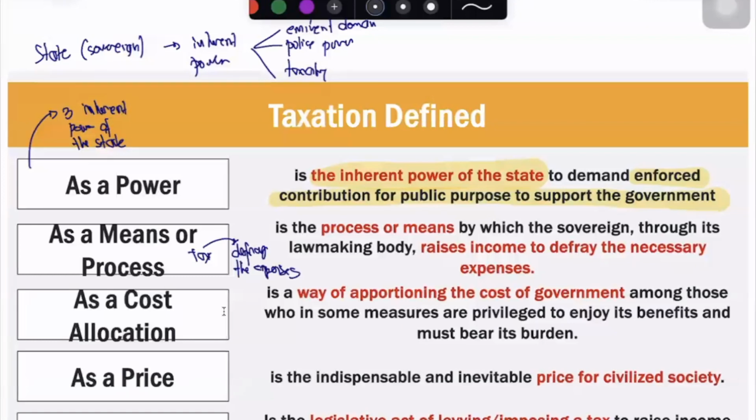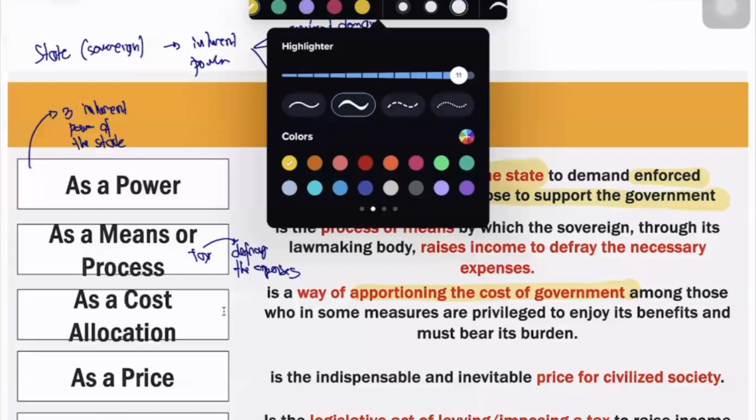Next, it is a mode of cost allocation. Why is it a mode of cost allocation? Because taxation is a way of apportioning the cost of government among those who in some measure are privileged to enjoy its benefit and must bear its burden. So we try to allocate the cost of the government to the different subject matter or objects of taxation. And that particular tax will now be used proportionately to defray the expenses of the government.